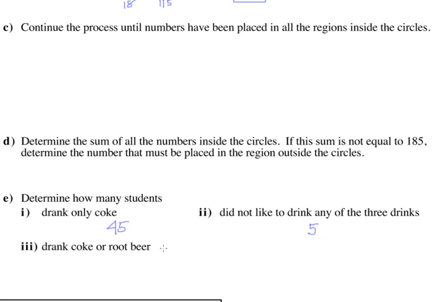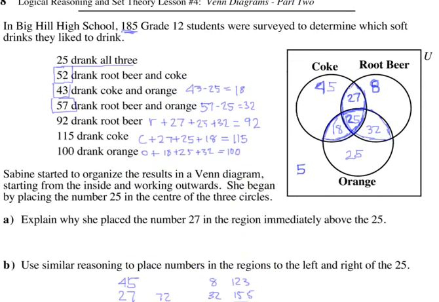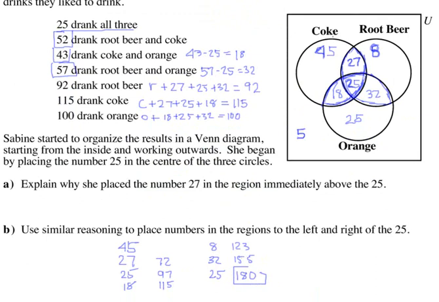And drink Coke or root beer. Coke or root beer would mean that you're in... That's too dark, sorry. Okay, we'll just work with it without doing the shading.